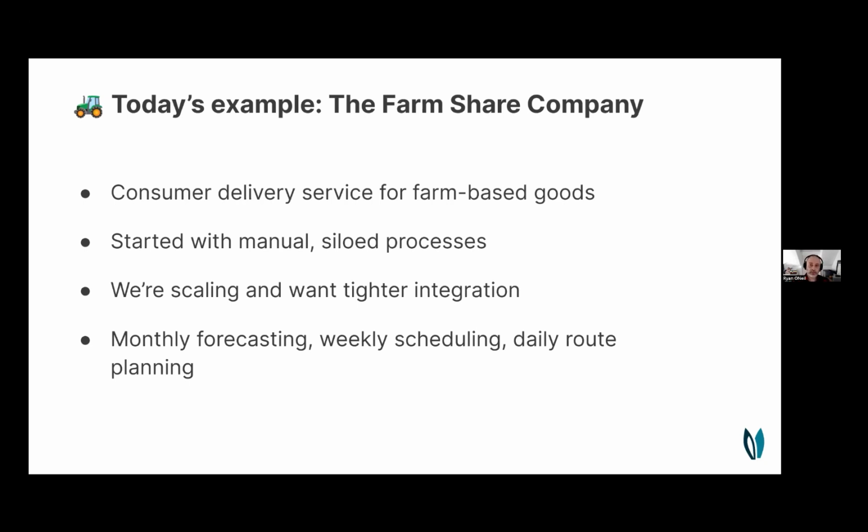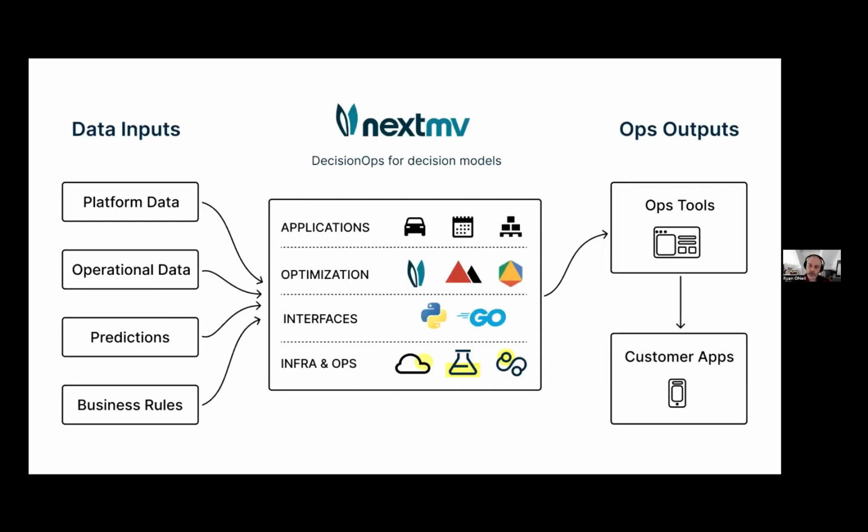The different kinds of models that we'll be solving are the 3 critical ones that you'd need in order to automate your operations: forecasting demand, scheduling of drivers or couriers, and daily route planning. The Nextmove platform is the infrastructure part of this, and it sits right in the middle of all of this. So we have data inputs and operational outputs, and the platform that unifies all of these things, in which we can forecast, schedule, or route, is the Nextmove Decision Ops platform. So you'll see a little bit of that too.